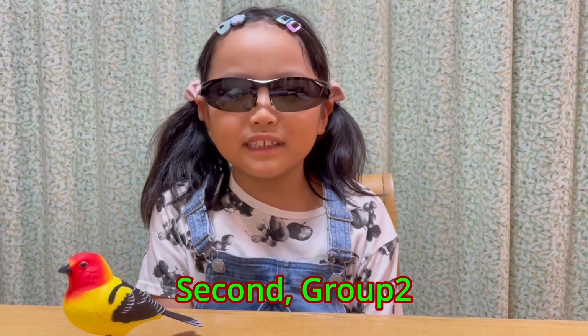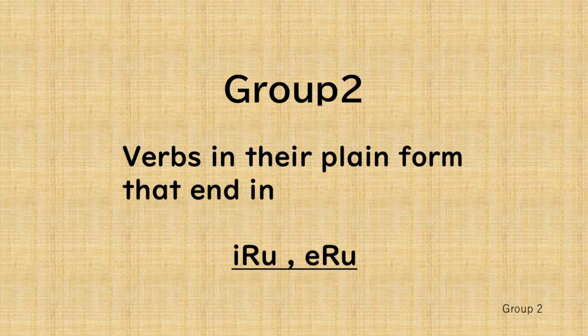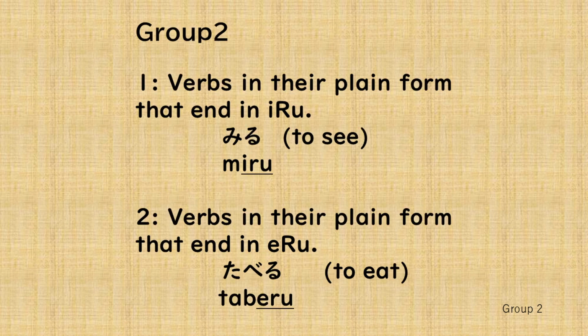次はグループ2です。 Let's move on to Group 2. Group 2 is rather simple compared to Group 1. Verbs in their plain form that end in いる and 得る can be categorized as Group 2. I listed the two patterns in this slide.